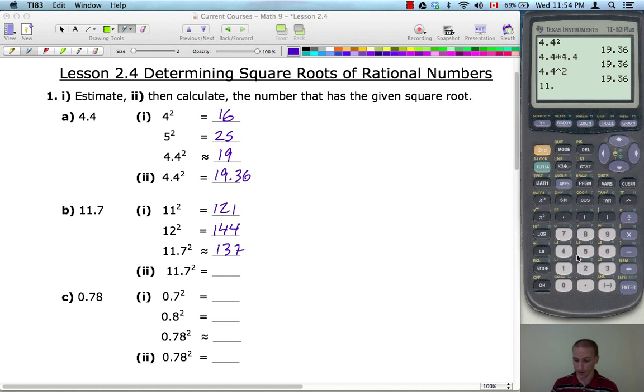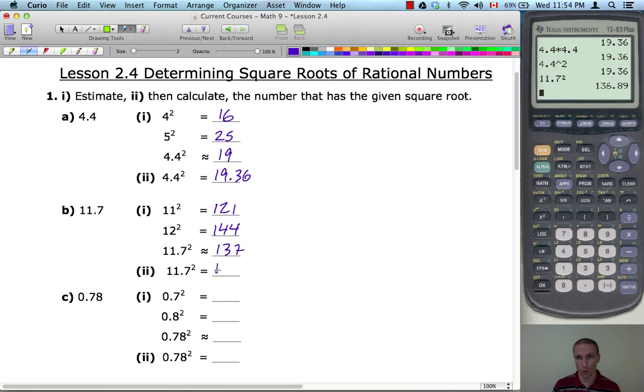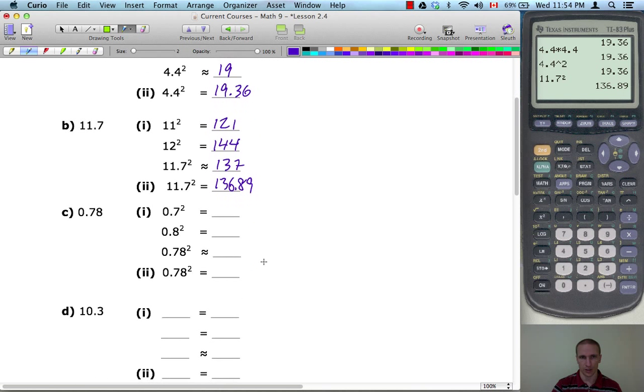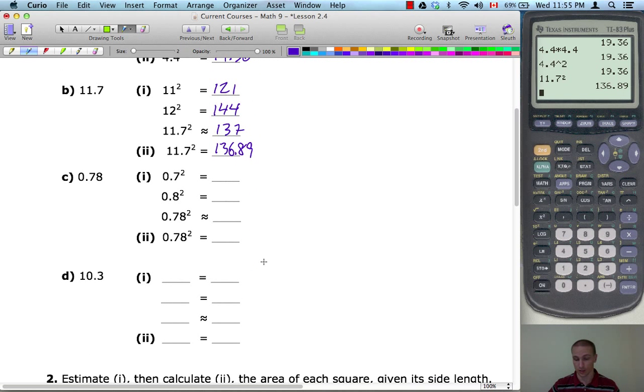Or actually get the calculated value. And that turns out to be 136.89. So my estimate was actually really close. So moving on to the next one, we get into a little bit more challenging examples because we've got some decimals involved. So if this were 7 squared, that would be 49, but 0.7 squared is not that much more difficult. It's 0.49.